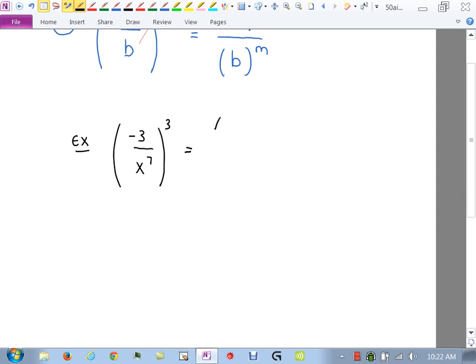I'm going to create 2 sets of parentheses, a division sign between them, and then what power is on those? 3 on those. What goes into the numerator's parentheses? Just -3. What goes into the denominator's parentheses? X to the 7th.